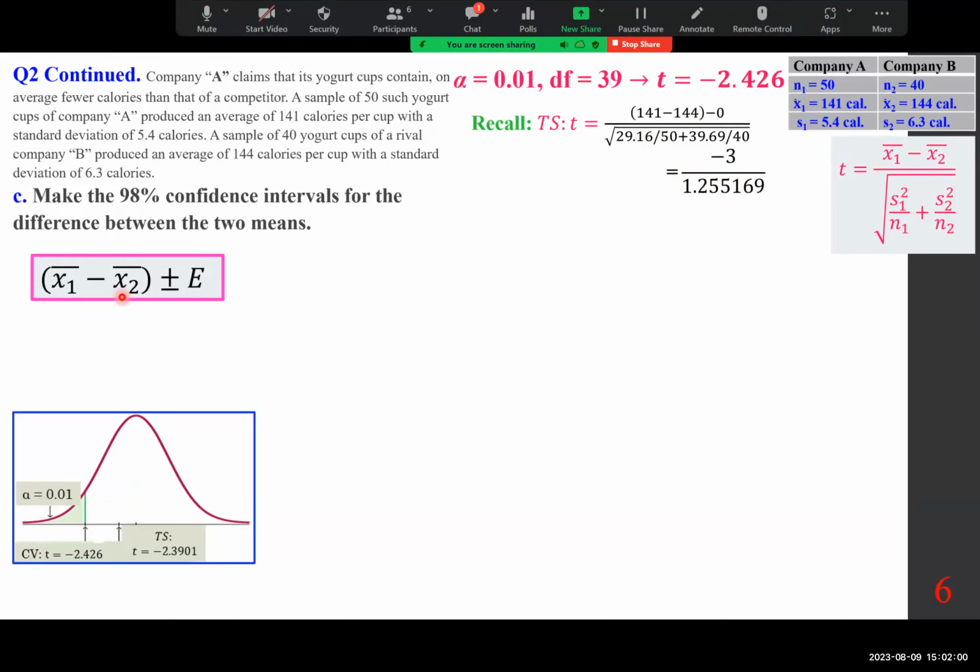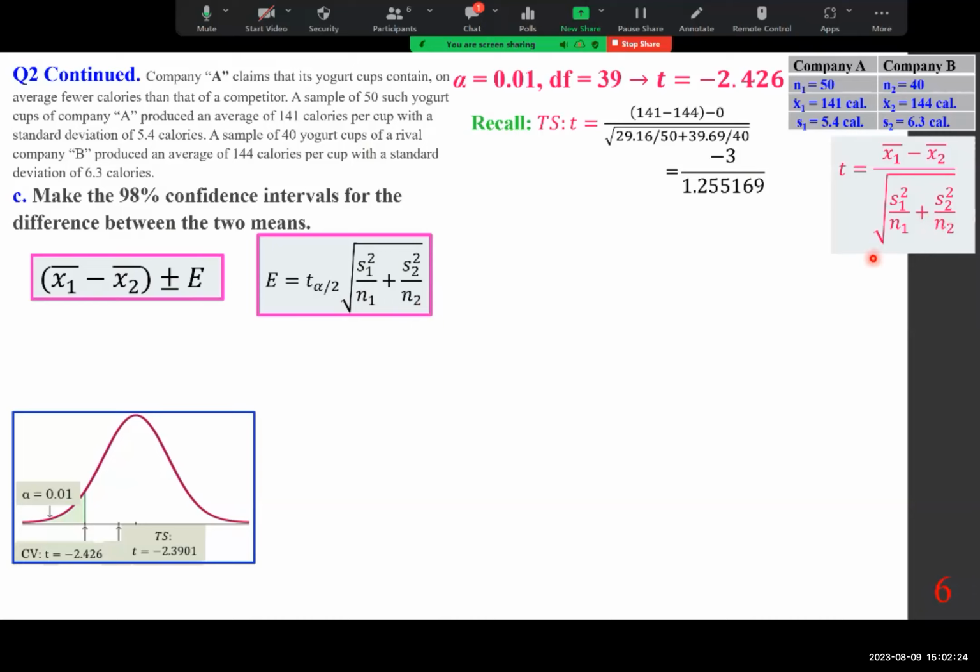You want x1 bar minus x2 bar plus minus E. First of all, what is x1 bar minus x2 bar? It is the numerator of this, so this is already calculated. What about E? Let's write the formula for E. E is t alpha over 2 times the square root of S1 squared over N1 plus S2 squared over N2.